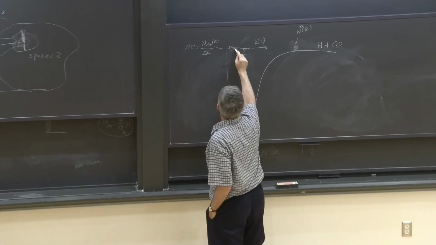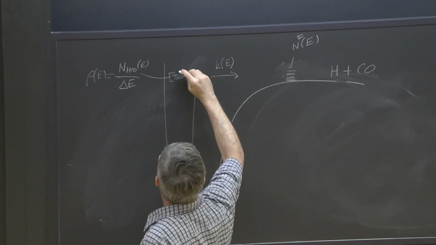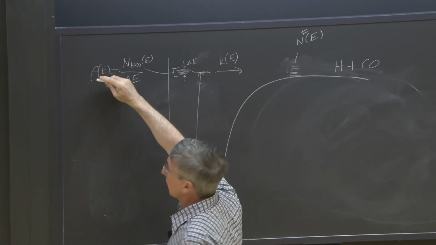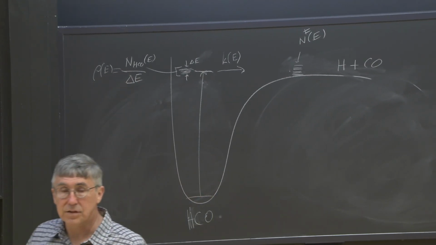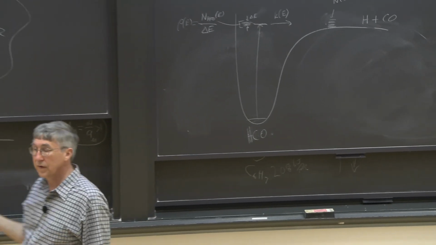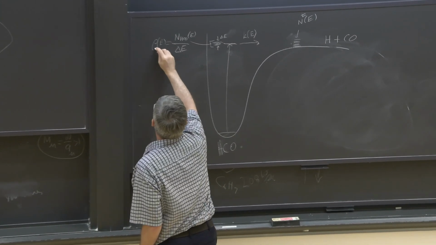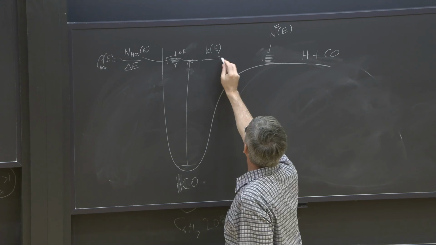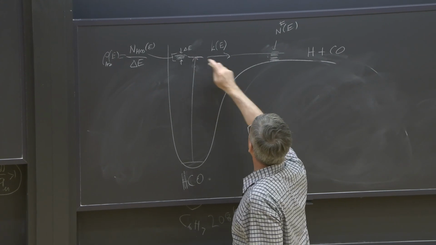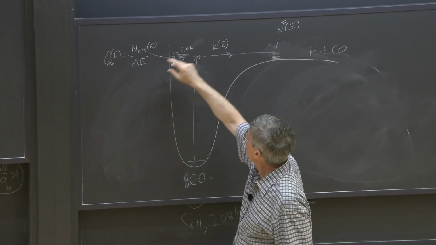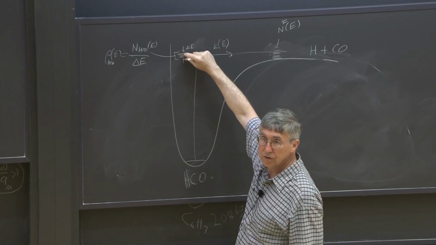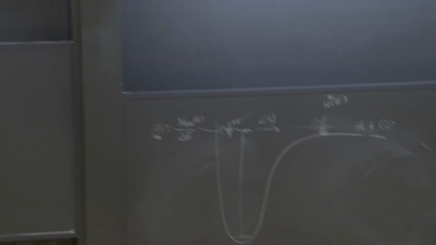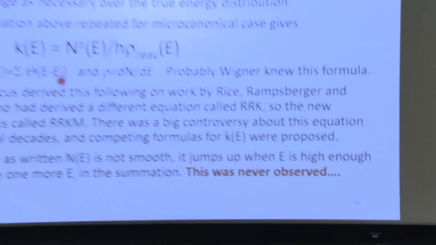So I add up how many of these guys there are over this span, little span delta E, and I get a thing that's called the density of states. How many states there are per unit energy of HCO. And if I take the ratio of this number, which is how many states there are up to this energy, and this number, which is how many states there are per energy, and Planck's constant, it turns out that that's the rate coefficient for falling apart.